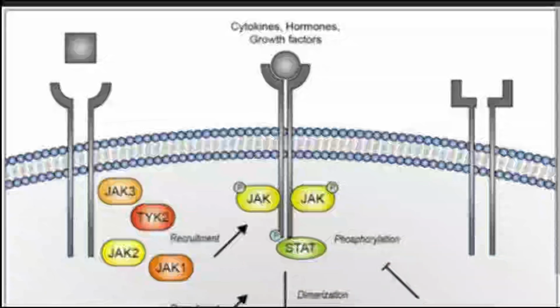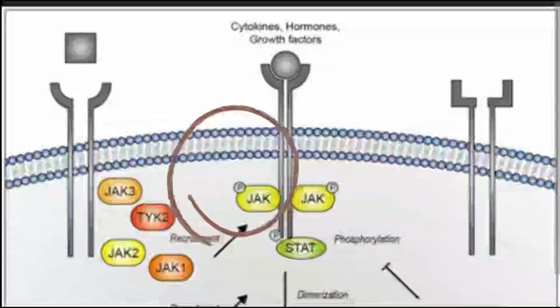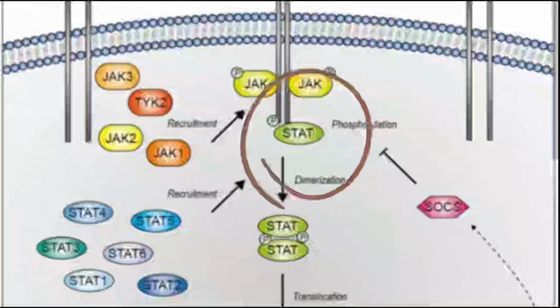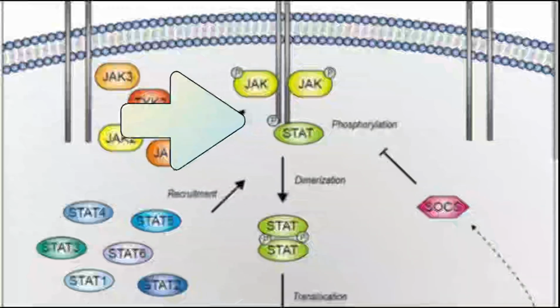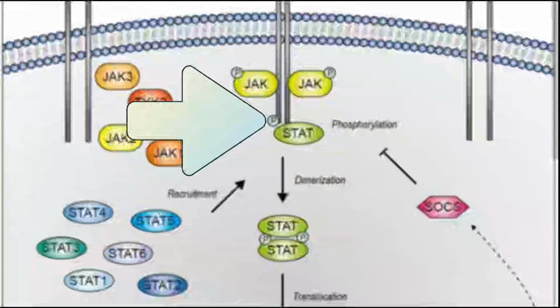Once activated, JAK phosphorylates, that is, adds a phosphate group to the receptor, creating a docking site for the STAT proteins. That is how STAT activation takes place. Signal relaying begins. The STAT, signal transducer and activator of transcription protein, binds to the phosphorylated receptor. The JAK enzyme then phosphorylates the STAT protein, activating it.